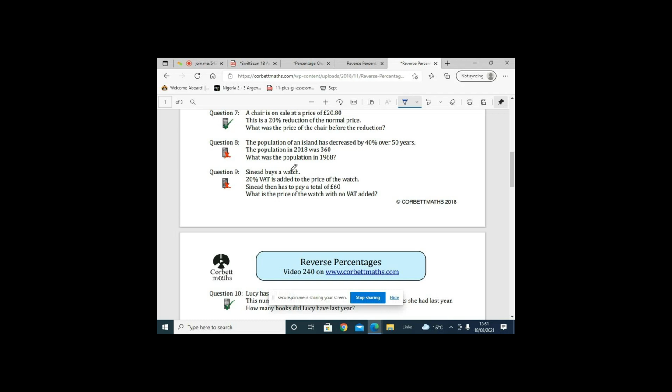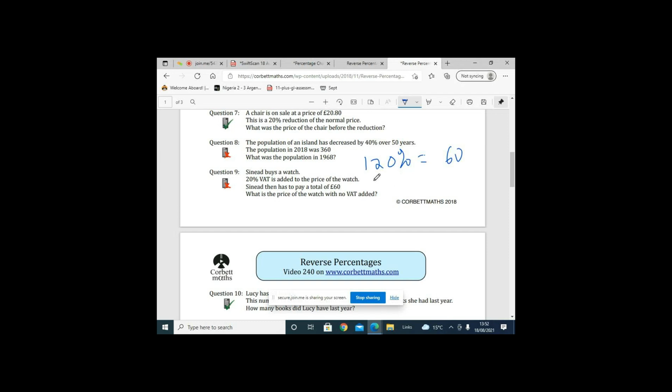So look at this one too. Simet buys a watch. 20% VAT is added to the price of the watch. So Simet then has to pay £60. So when you add 20% to it, that means you add 100 plus 20, that's 120. So 120% equals 60. What is the price of the watch with no VAT?